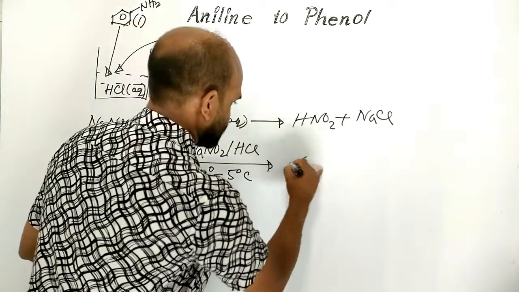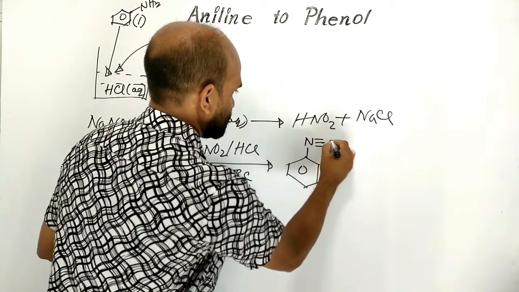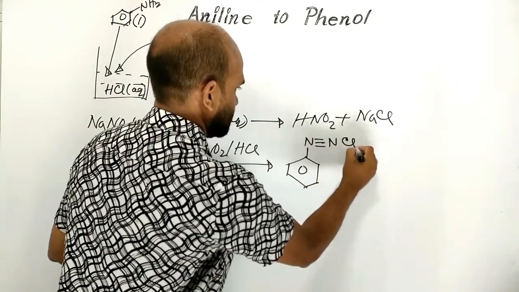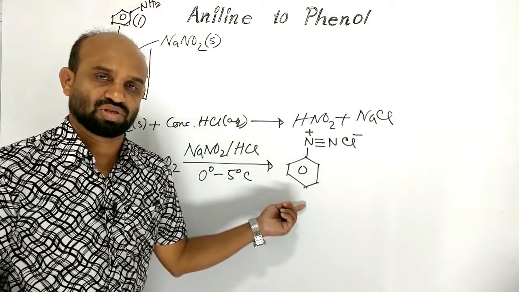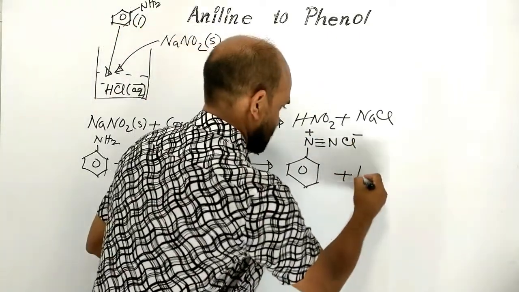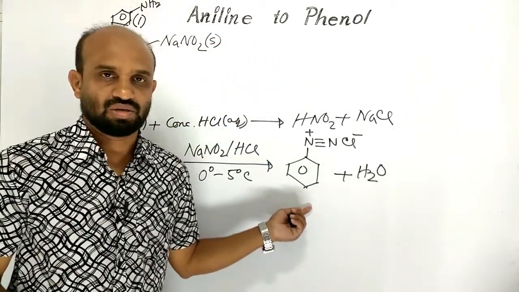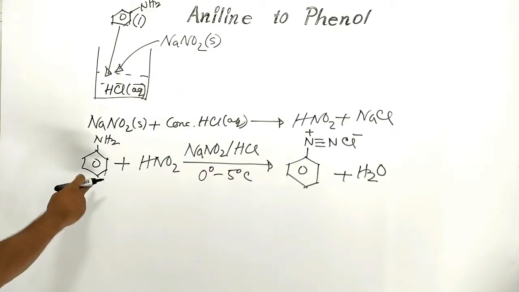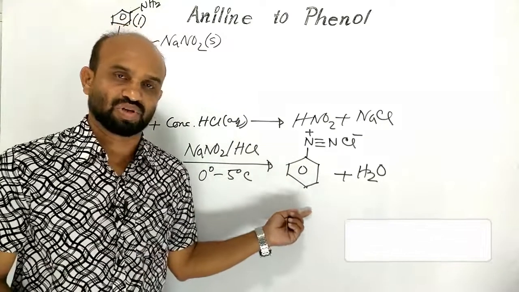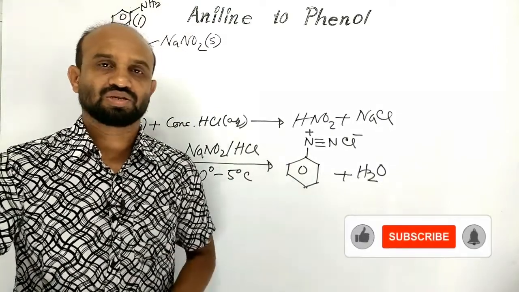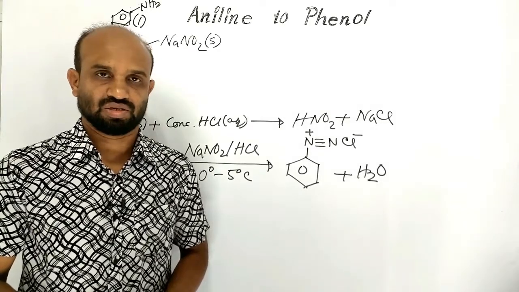Then aniline converts to benzene diazonium chloride. This is benzene diazonium chloride, and water is formed as a byproduct. This is the reaction by which benzene diazonium chloride is prepared from aniline. This reaction is called diazonium reaction or diazotization.